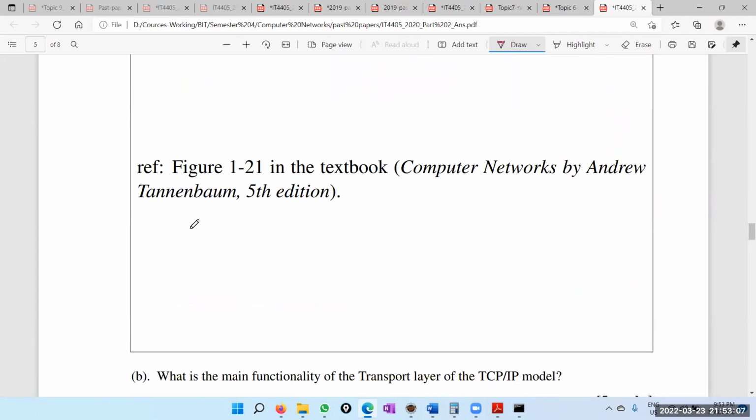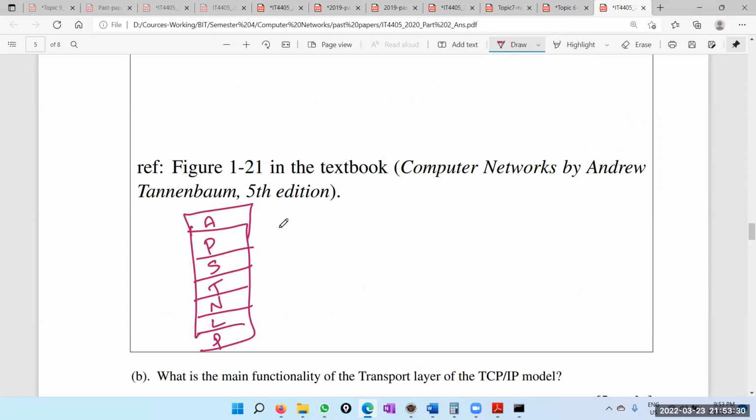So just first draw the OSI anyway. For the exam, you don't have to draw the OSI. It has 7 layers: 1, 2, 3, 4, 5, 6, 7, right? Physical, link, network, transport, session, presentation, application, right? So that is OSI. It has 7 layers.